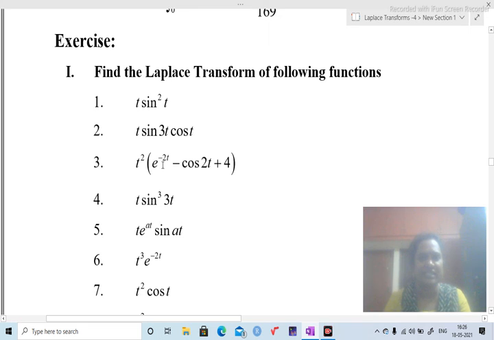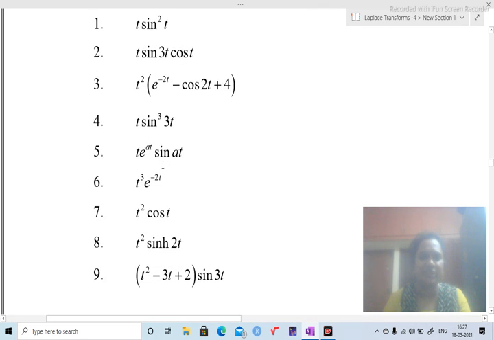These are a few exercise problems. Do them by yourself and find out the Laplace transforms of these functions.